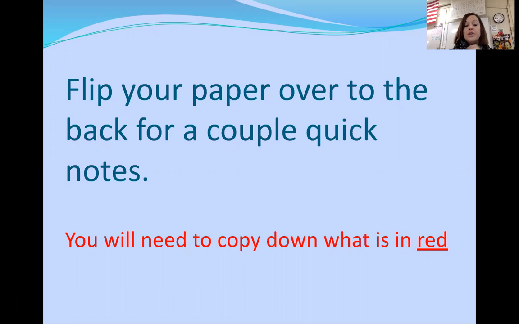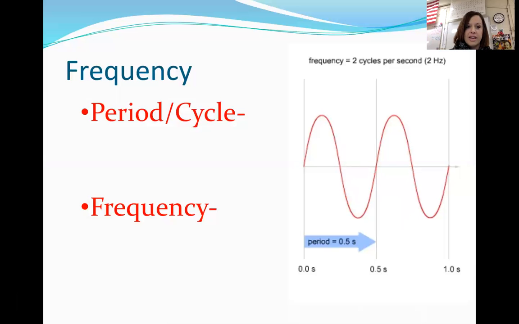Okay. So, you need to copy down what is in red. So, when we look at a wave, besides the parts of a wave, there's a couple other words we need to know to be able to label a wave. The first one is period or cycle. So if you look up here at my diagram, it says that the frequency of this wave is 2 cycles per second. So frequency and cycle, what do those mean?